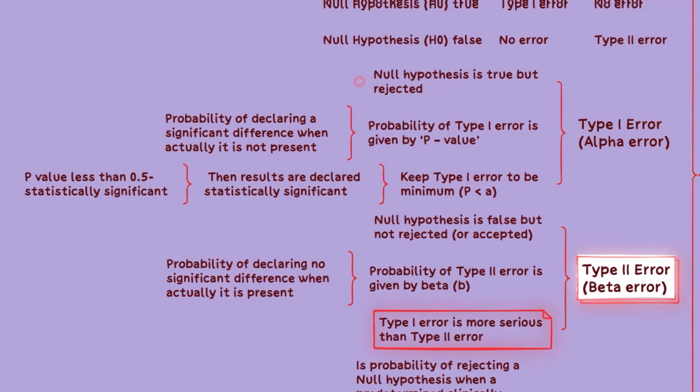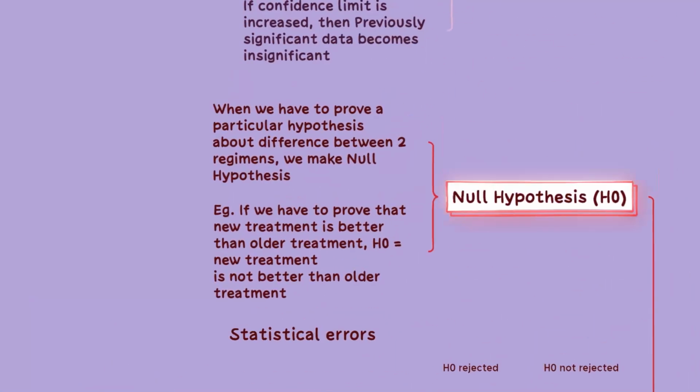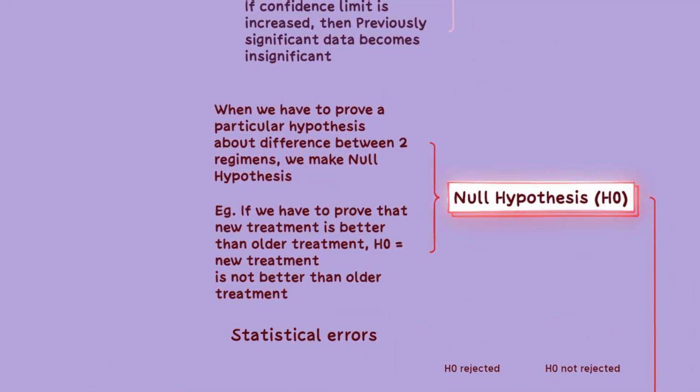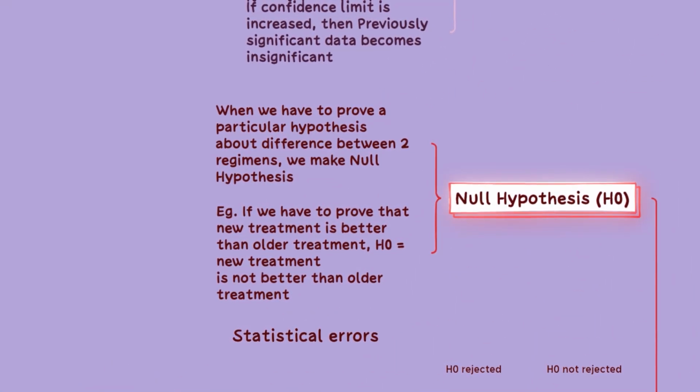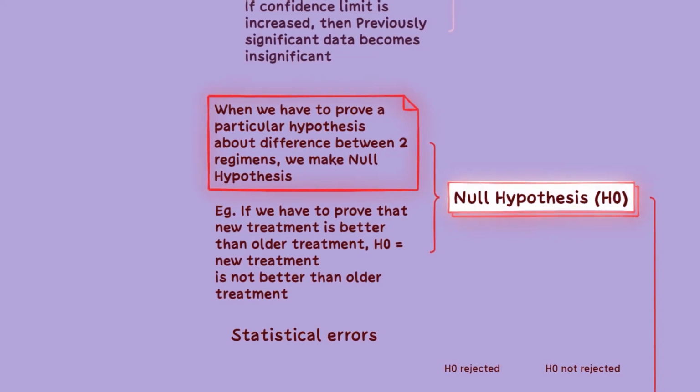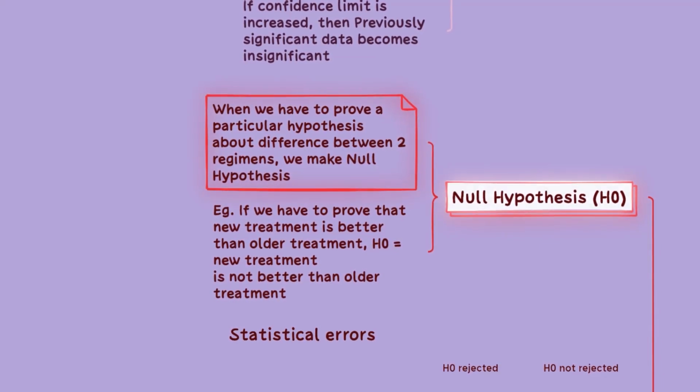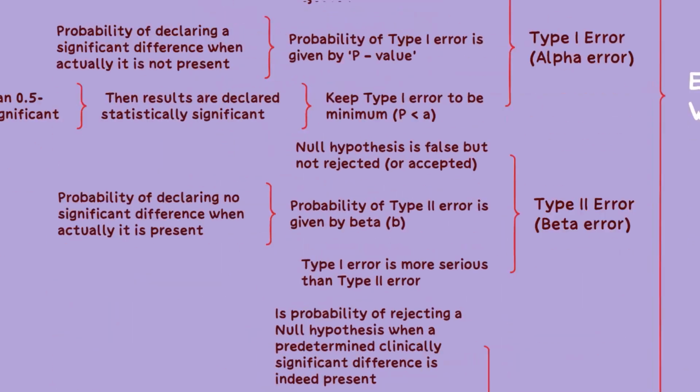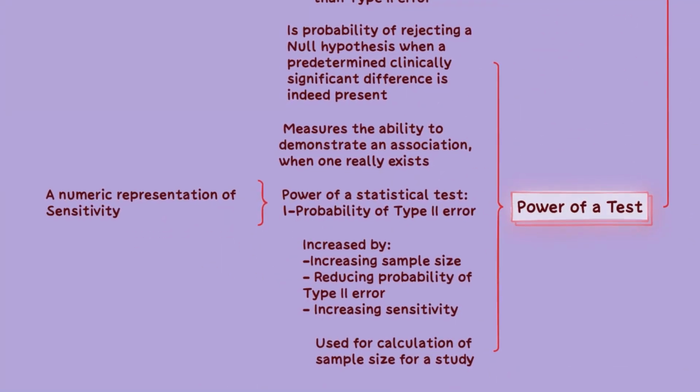important effects or relationships. But what is a null hypothesis? It is the hypothesis we initially make when we have to prove a particular hypothesis about the difference between two regimens. What is the power of a test?